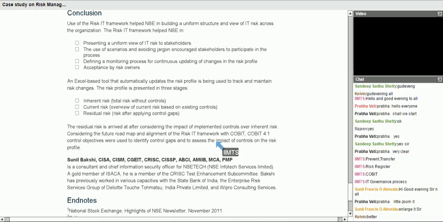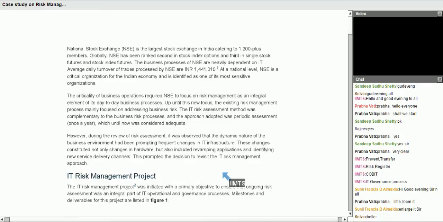So the residual risk is arrived at after considering the impact of implemented controls over inherent risk, considering the future roadmap and alignment of the Risk IT framework with COBIT 4.1. Control objectives were used to identify control gaps and to assess the impacts of control on the risk profile. So that is a small case study on risk management.